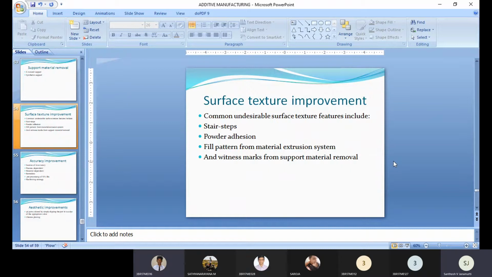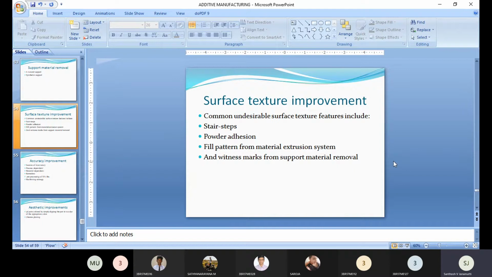Surface structure improvement. Yesterday we discussed this surface structure improvement, which comes under one of the important post processing methods. We have already discussed it in detail in the last class, so I will just take you through it at a glance.